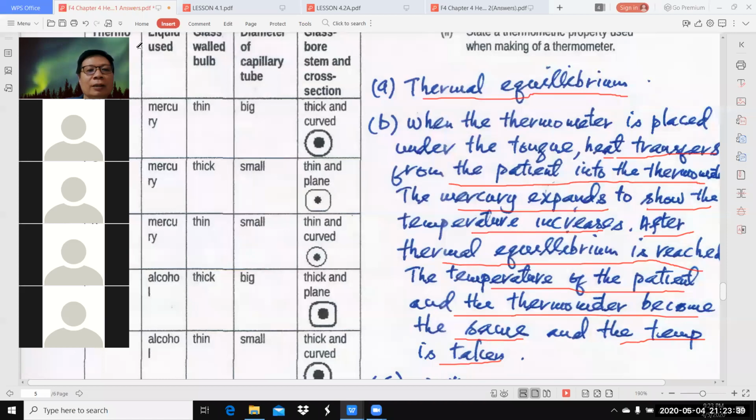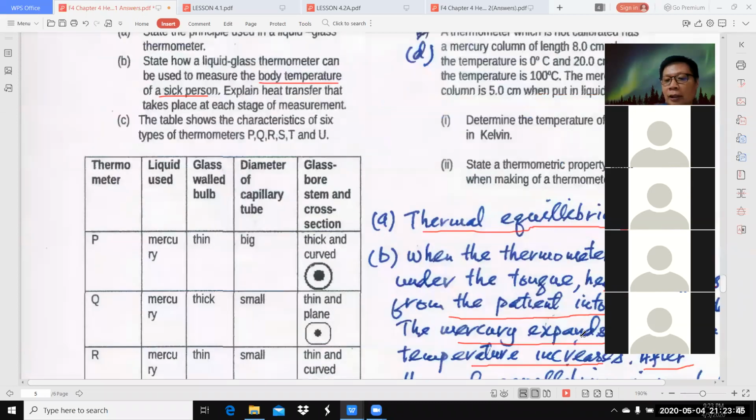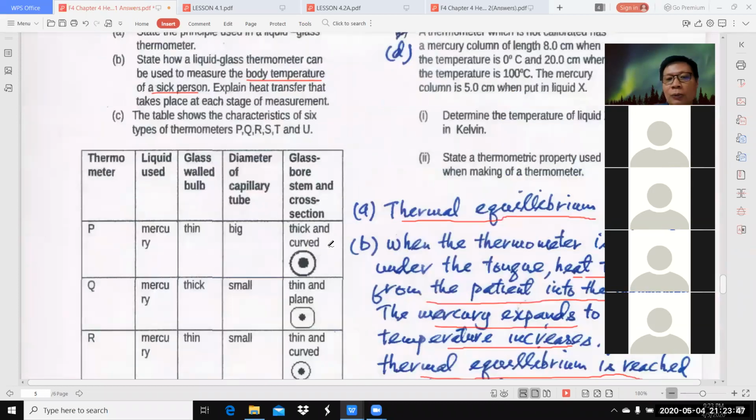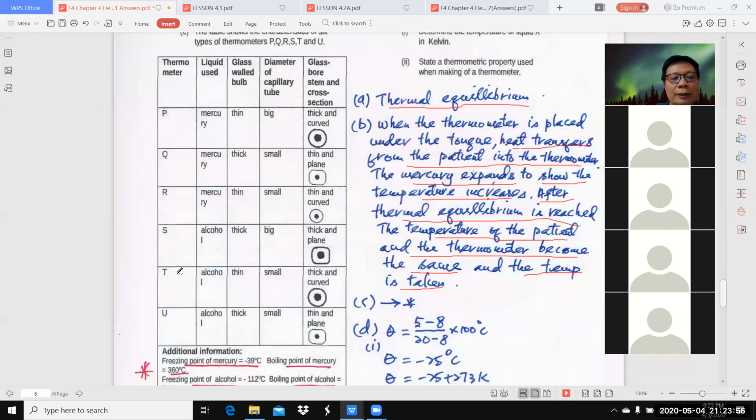All right, next I want to discuss is the essay question. See the whole question. What does the question ask about? The table shows the characteristics of 6 types of thermometer. There are 6 types, P, Q, R, S, T, U. You are going to choose 1. And a few aspects are given.